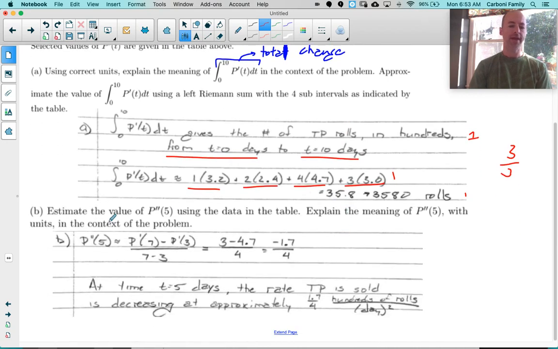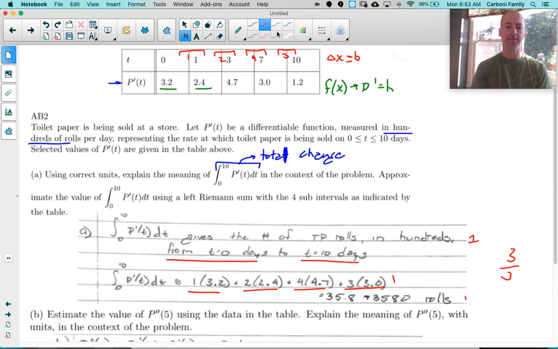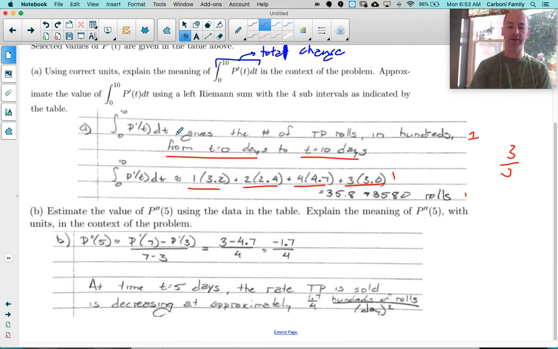The second one, estimate the value of p double prime of 5. We are given the table of p prime. So if I want p double prime, I'll get rid of all this. 5 falls between 3 and 7. And so to estimate the slope, because we were looking at p prime, if I want p double prime, the slope at 5 will be approximately the slope from 3 to 7. And this goes back to kind of like the mean value theorem rules.